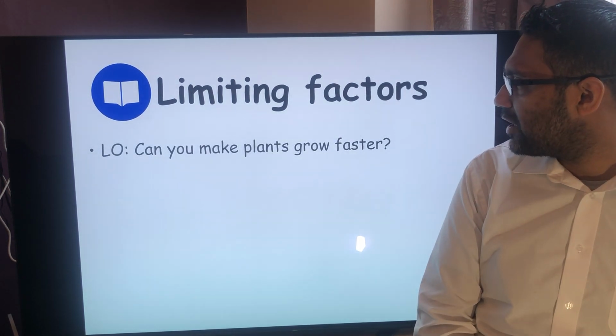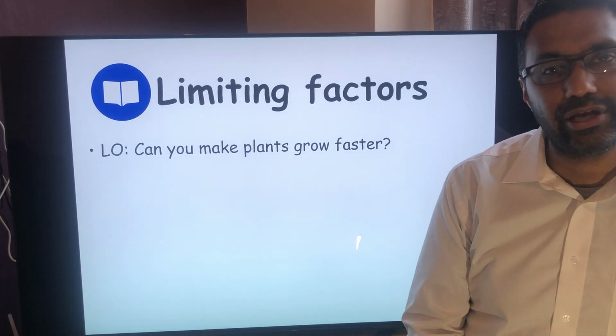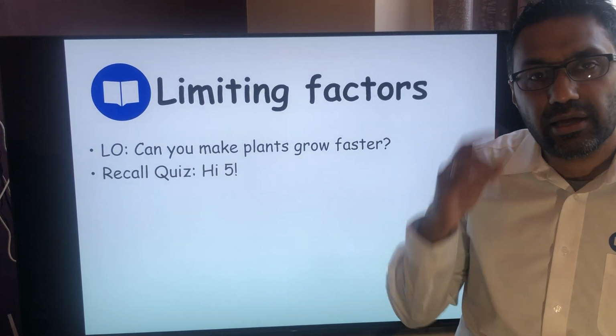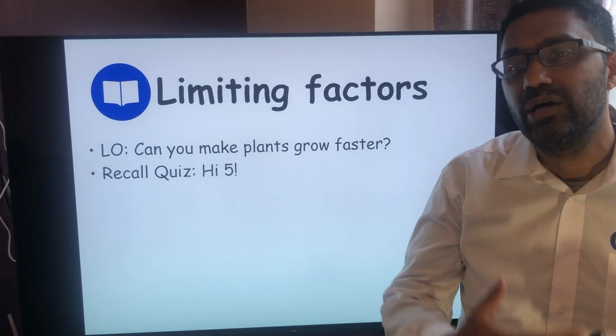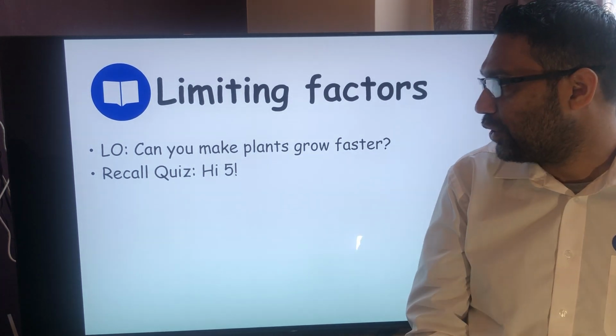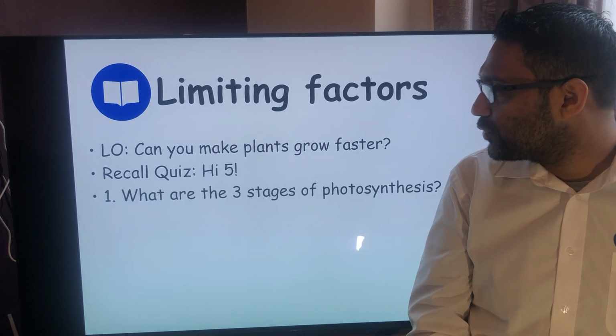Question then, can you make plants grow faster? Well, obviously you can, because that's what farmers do. They try to maximize their yield out of their plants. They want them to grow faster, they want them to grow bigger, which means they need to do lots more photosynthesis. Right, so recall quiz then.